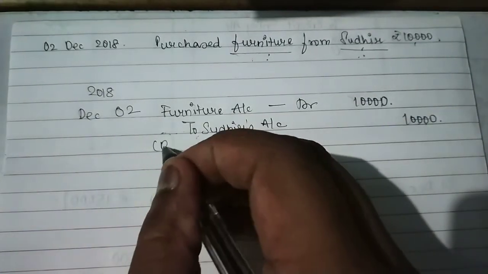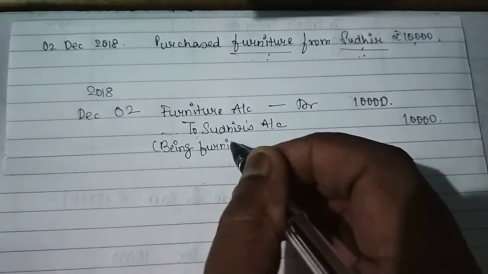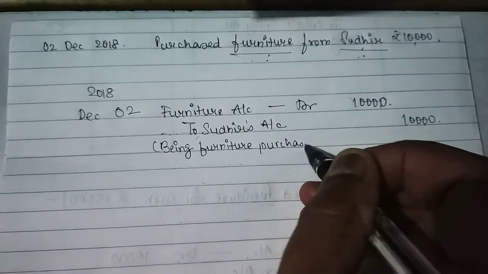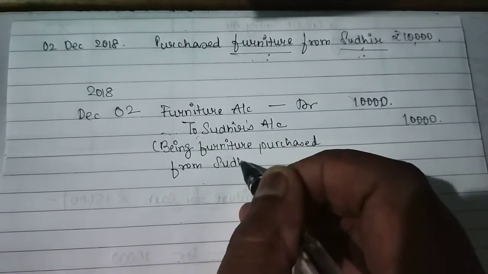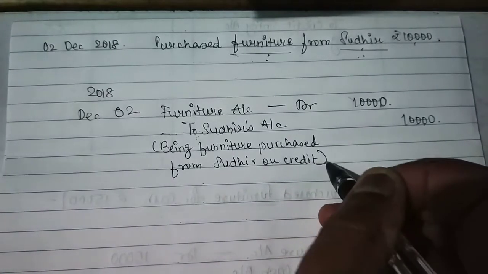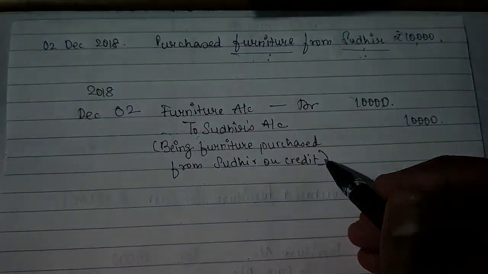And the narration will be: being furniture purchased from Sudhir on credit. As I have not paid the cash, it becomes a credit transaction.